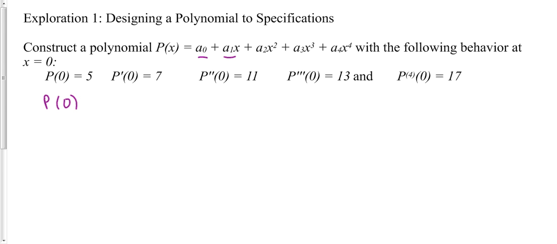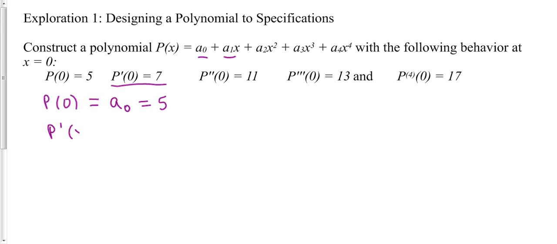And when we substitute 0 in for all of the x's, we're going to end up with a0. And we know that that has to be equal to 5. Okay, so that was pretty easy. Now our next criteria up here has to do with the first derivative of p. So let's take that derivative.